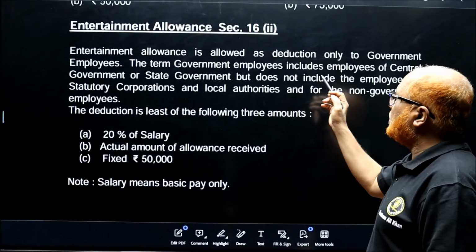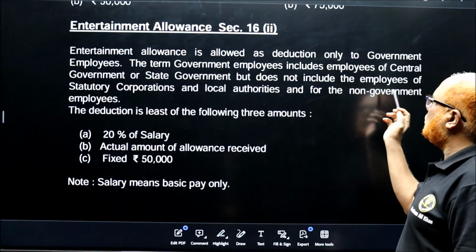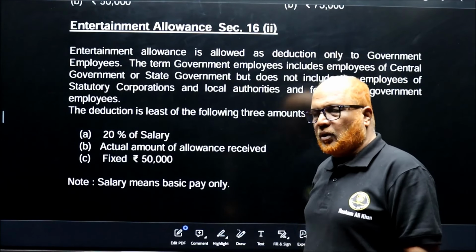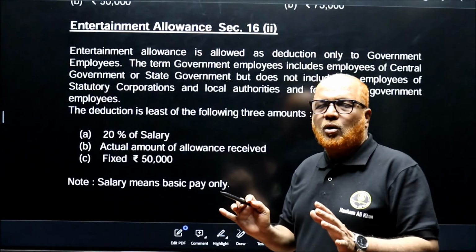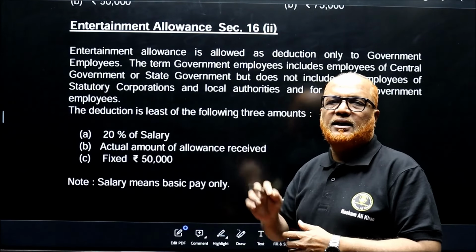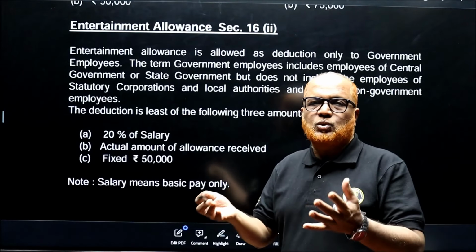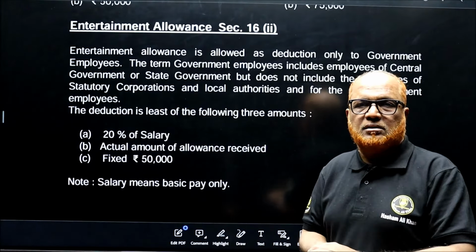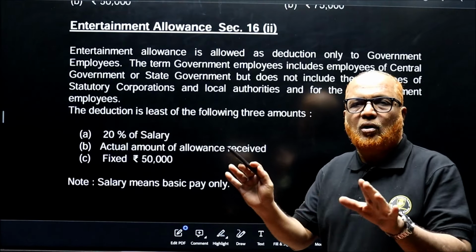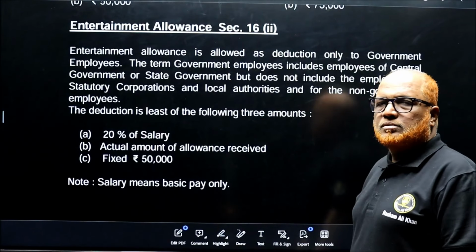The term government employees includes employees of central government or state government, but does not include the employees of statutory corporations and local authorities, and non-government employees. Only state government and central government employees will get the EA deduction. Otherwise, if the employee is working in a statutory corporation or local bodies like municipalities, or is a non-government employee, they will not get the deduction.